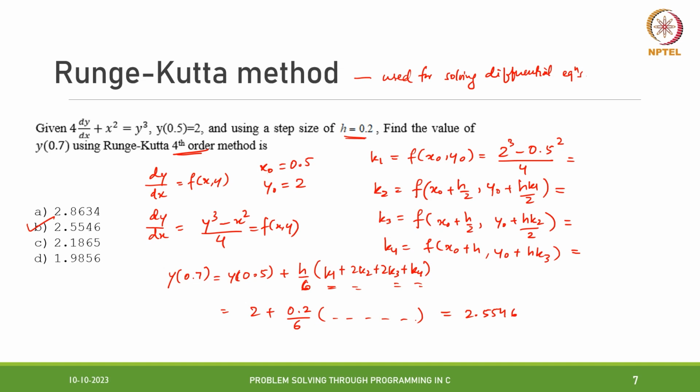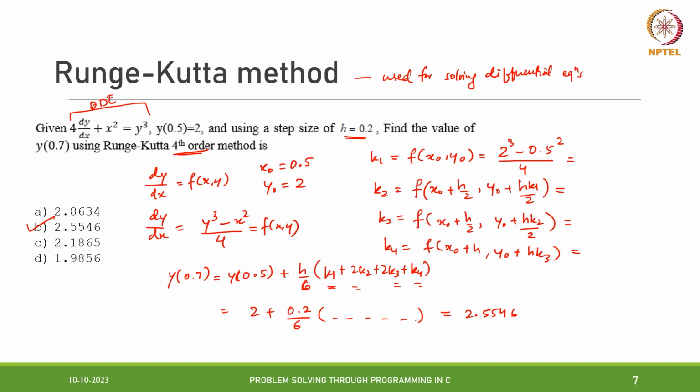Okay. So this Runge-Kutta method is basically a class of methods which is used for solving ordinary differential equations. Now this is an ODE that is given to you, right? This is an ordinary differential equation, and we have been told about an initial condition, which is y at x equals 0.5 is 2. And using a step size of h 0.2, we have to calculate the value of y at 0.7 using Runge-Kutta fourth order method.